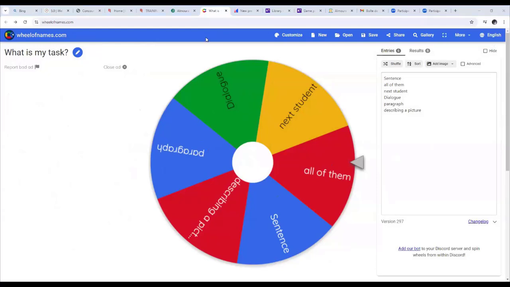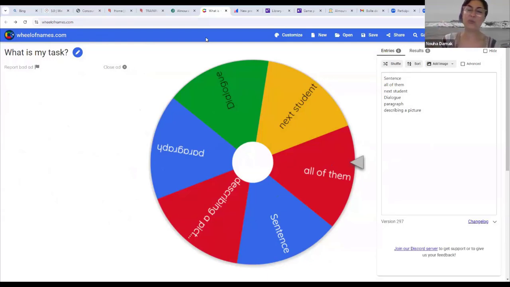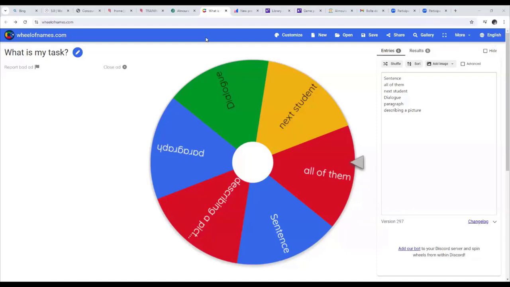Hi, how are you? Okay, fine. So you need to have a dialogue to start a conversation with someone. You need to write or submit a paragraph. Of course, after this dialogue, you need to describe a picture and you are going to submit a paragraph, not a sentence, because already 3 sentences in this paragraph, okay? So first you are going to choose your partner.